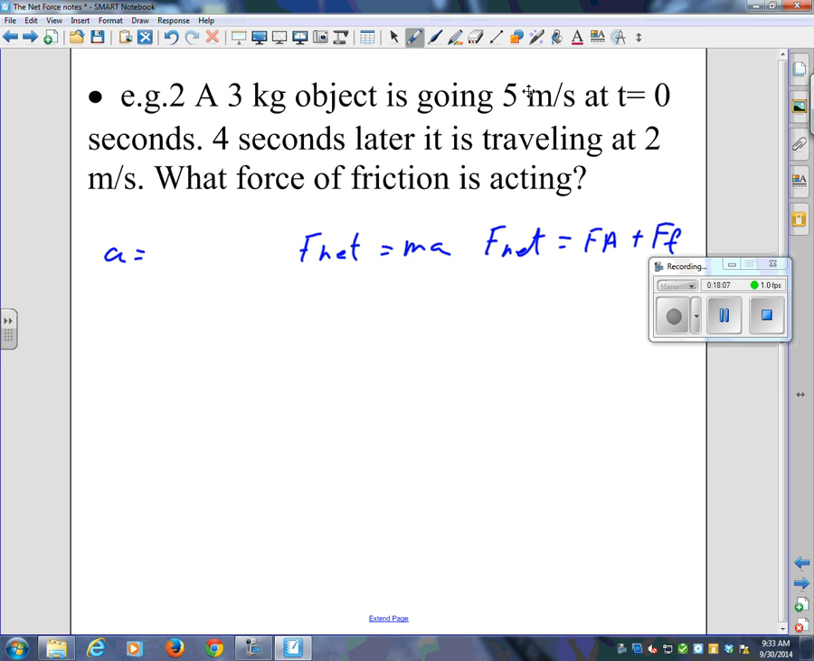What do I have? I have an initial velocity, and I have a time of 4 seconds. How am I going to get A? Oh, and I have a final velocity, don't I? How am I going to get A out of VI, VF, and T? You can use that one from grade 11, or we can use the new and improved.